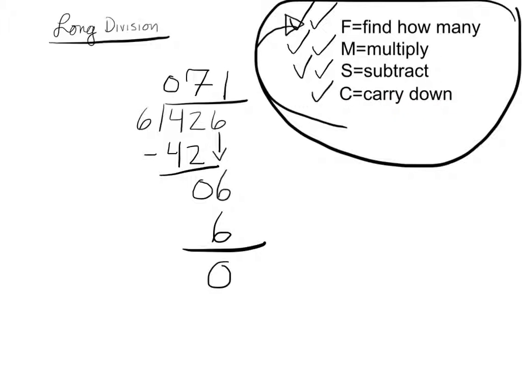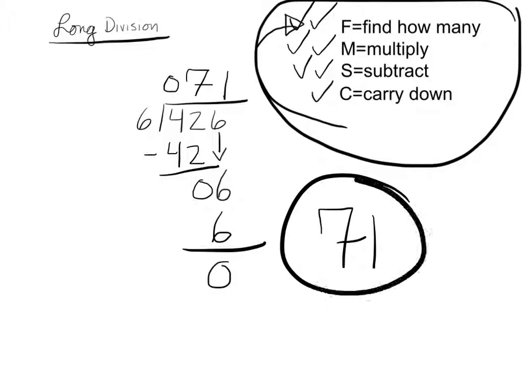Is there anything to carry down? There is not. So what we do, instead of carrying down, we carry up. Now, you'll see that we have a 0, so that means we have 0 remainder. If we had a remainder here, if we had something left, we would carry it up on this side, and we would say 71 remainder, whatever. Because we do not have that, we just say our answer is 71.